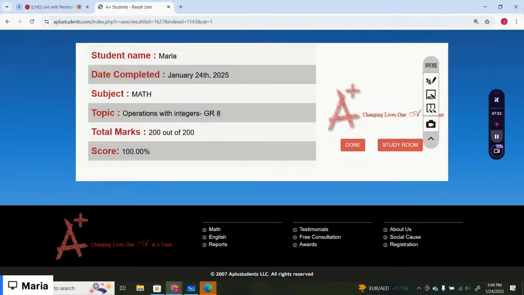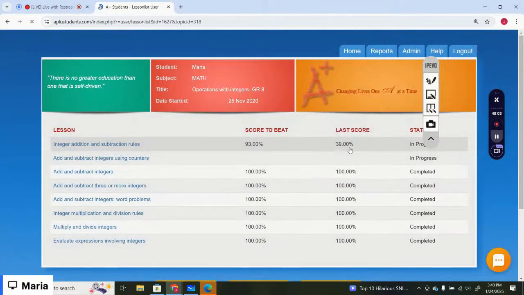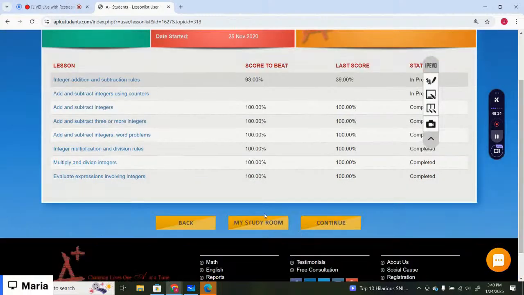We were working on grade 8 math. The chapter we're working on is integers with operations. The lessons we have covered today are integer multiplication and division rules, multiply and divide integers, and then evaluate expressions involving integers. So please make sure before the next session you complete all the practice questions for the lessons we just did. That is your homework until next session.